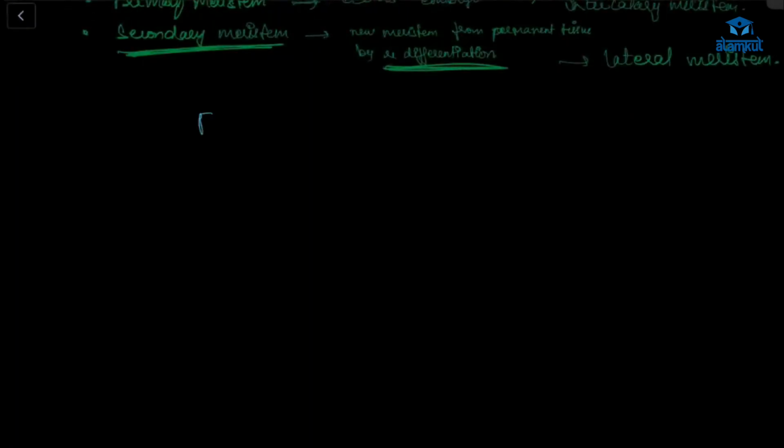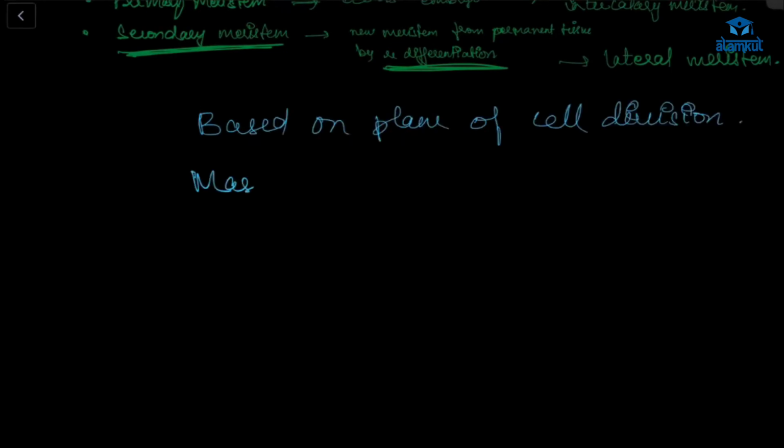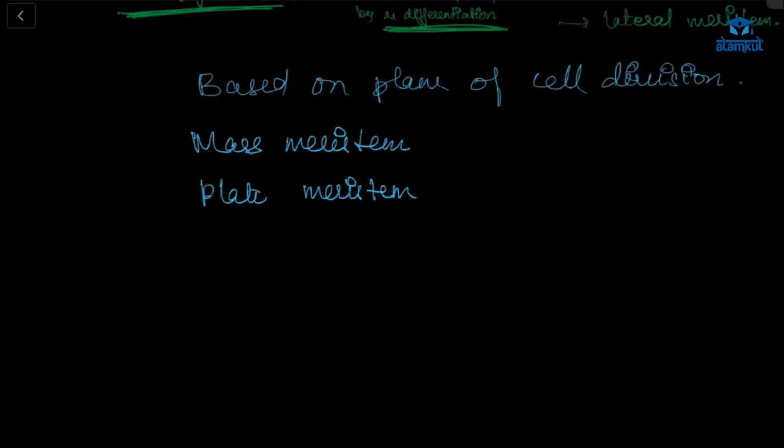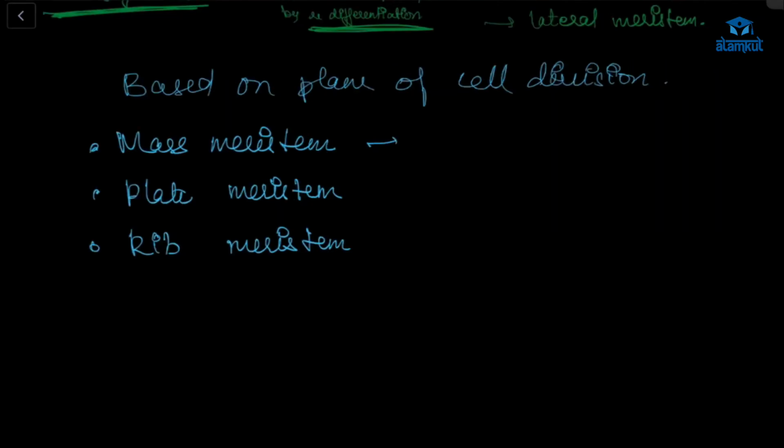Yes, ma'am. Next is based on plane of cell division: mass meristem. I'm not writing meristematic tissue, I'm just writing meristem. Okay, mass meristem, plate meristem. You guys have to write meristematic tissue: mass meristem, plate meristem, and rib meristem. These are the three types. So in this mass meristem, what will happen? These cells will divide in all planes. Everywhere it is dividing.